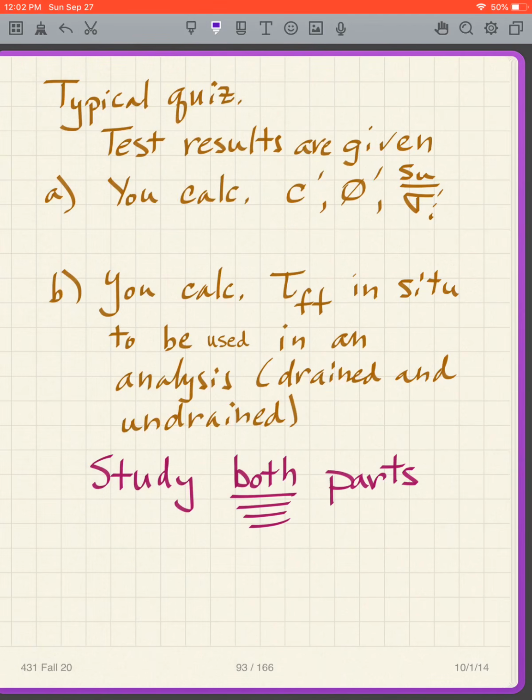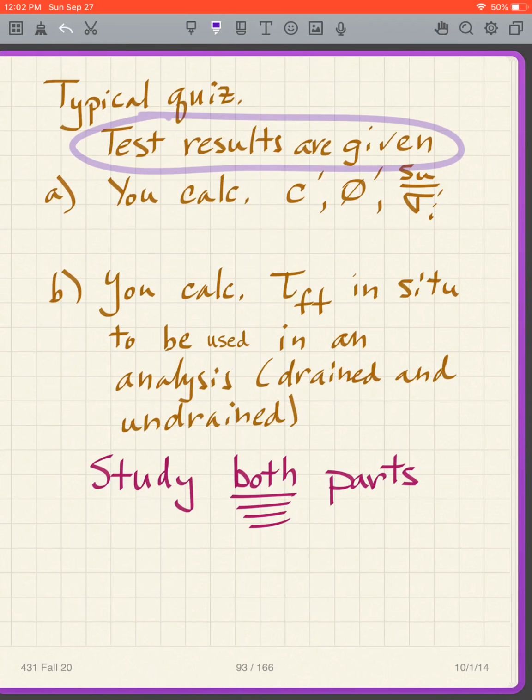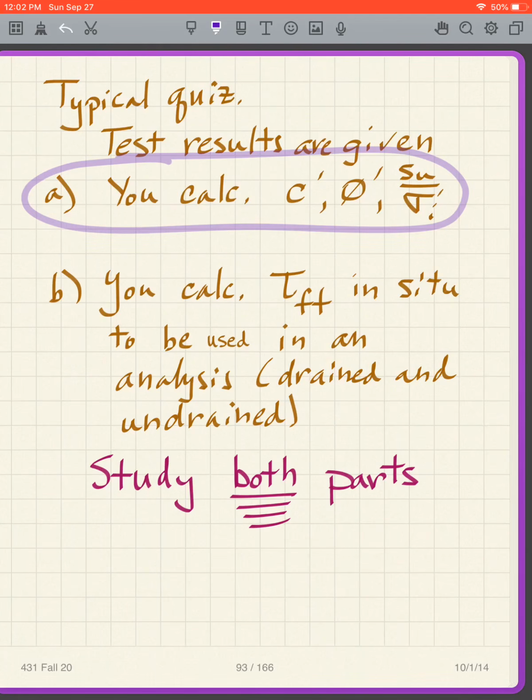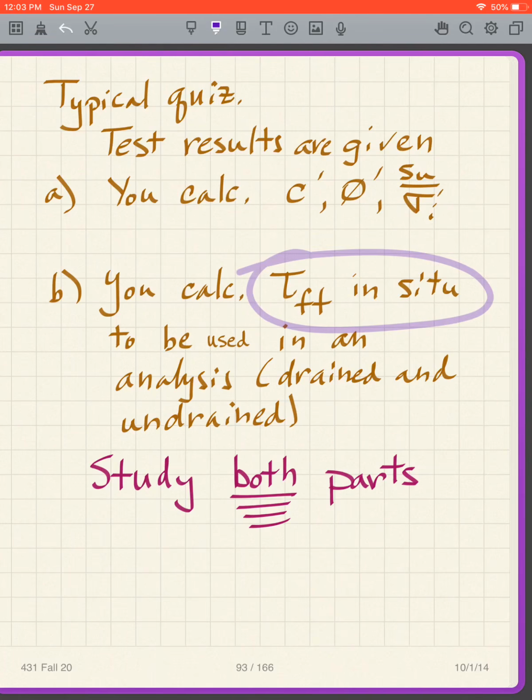Okay, a typical quiz that I'll give you: I give you the curves, the test results. The raw test results are these stress-strain curves. And then you need to calculate the c prime, the phi prime, the su over sigma prime i. I'll give you enough information to get both of those in most cases. Most students can do this quite well. Strangely enough, the second part is more difficult: getting the tau ff in situ. It's not difficult, but people find it more difficult.